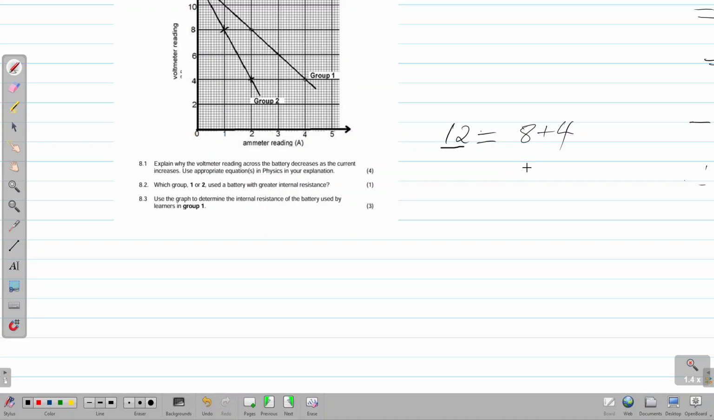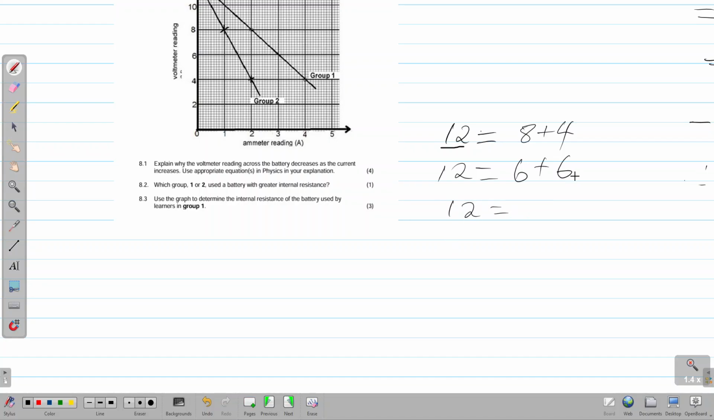So what happens if I have now, let's say, I increase this 4 to 6? If I am to maintain that this should be constant, if this should not change, then if I increase this number here, then I must decrease this number. So if I increase this number to 6, 8 is going to decrease to 6.